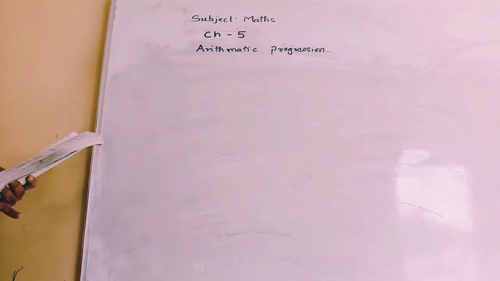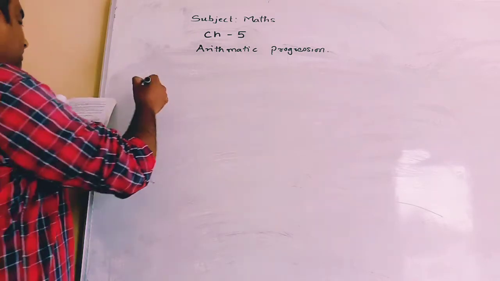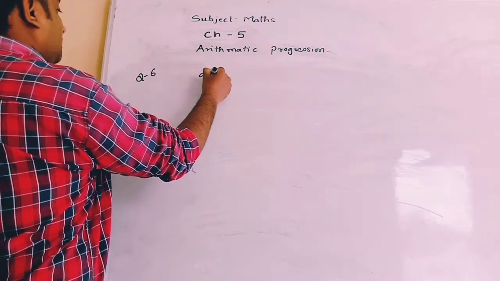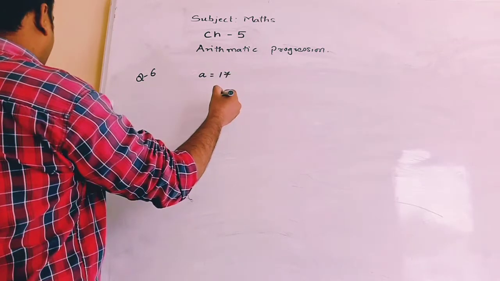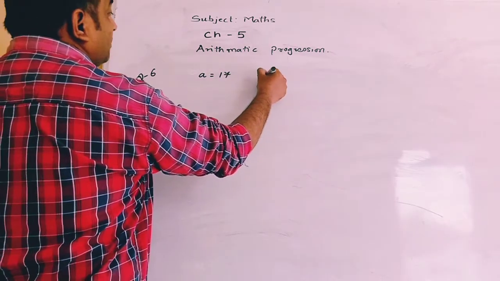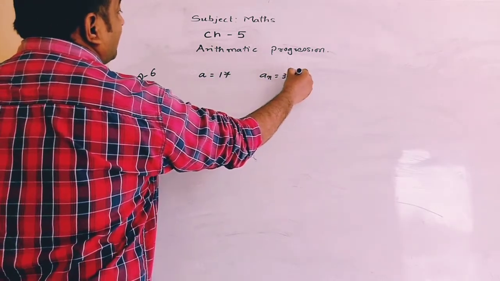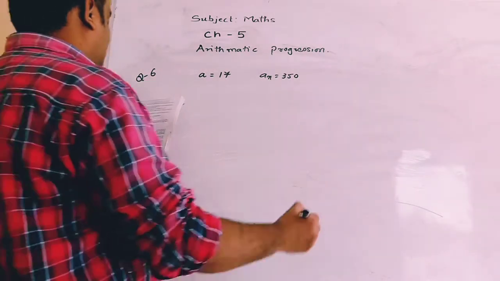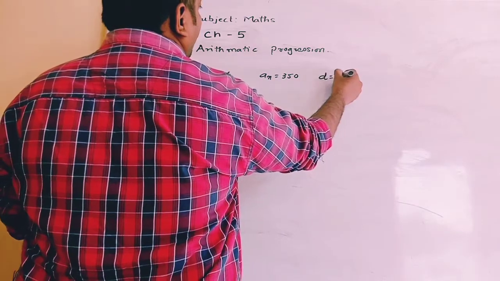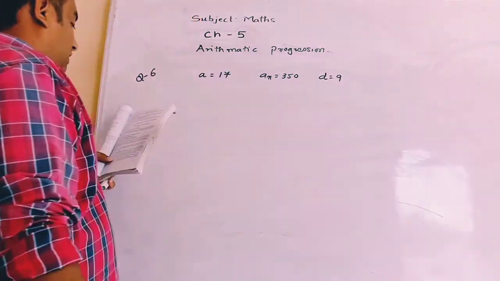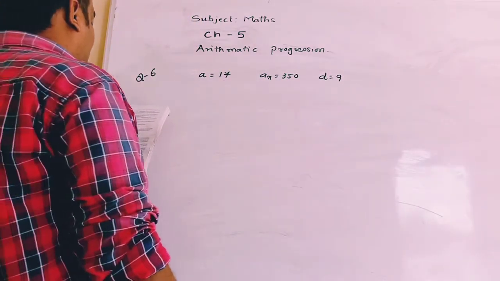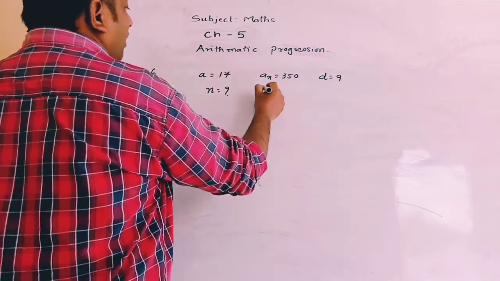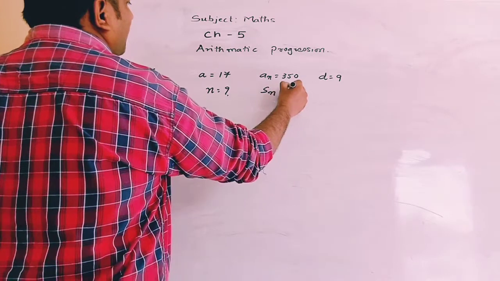Now we have the sixth question: the first and last term. The first term is 17 and the last term is 350. The common difference is 9, d equals 9. Then how many terms are there? So n we have to find out, how many terms are there. And what is their sum? So Sn we have to find out.